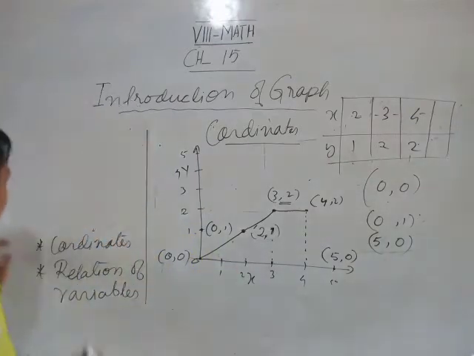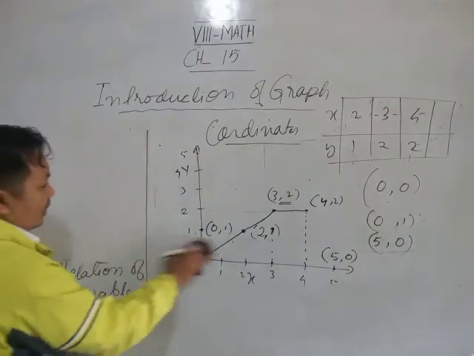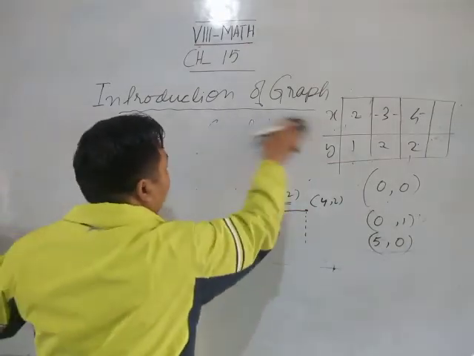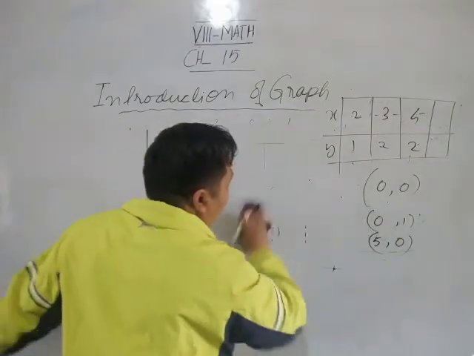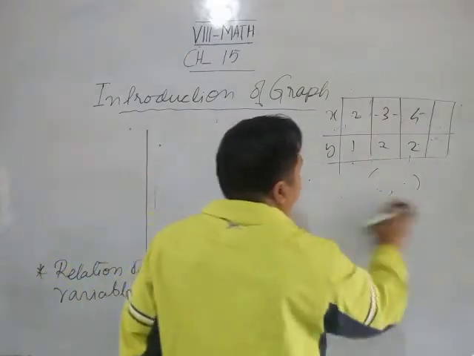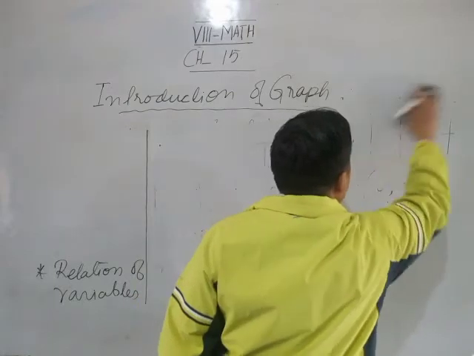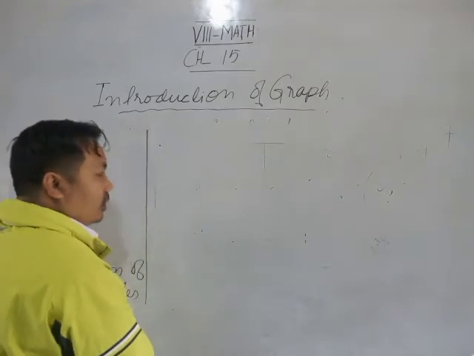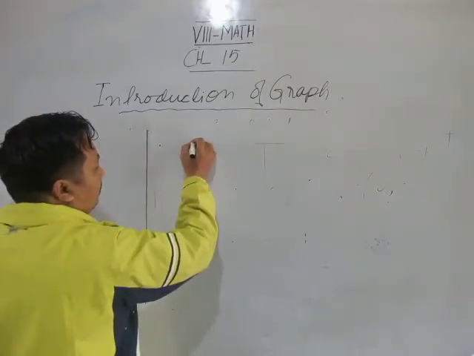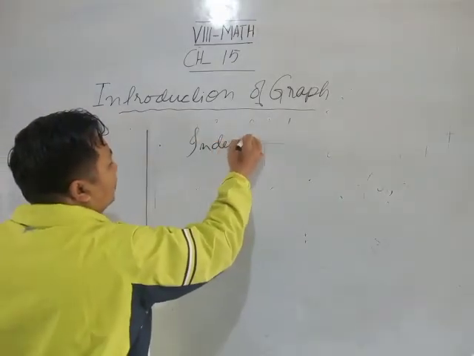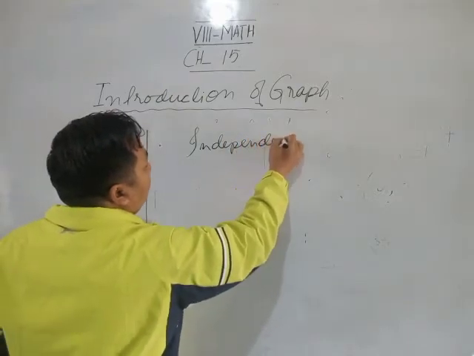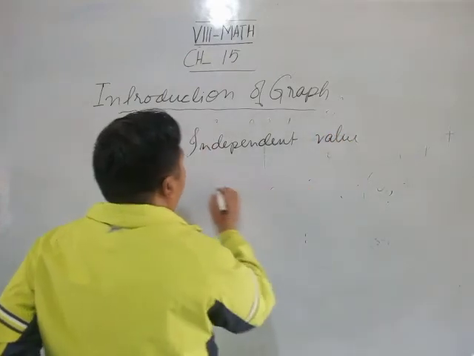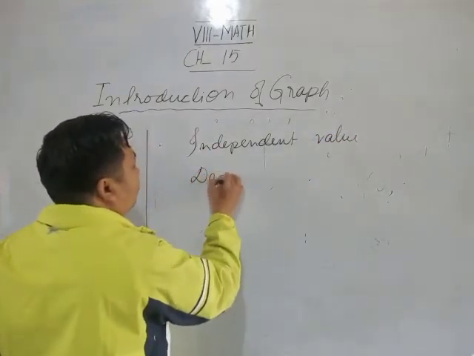Now let's go to the next: relation of the variables. Different information is going to be shown on the x-axis and y-axis of a graph, isn't it? So some of the values are called independent values, and some are called dependent values.